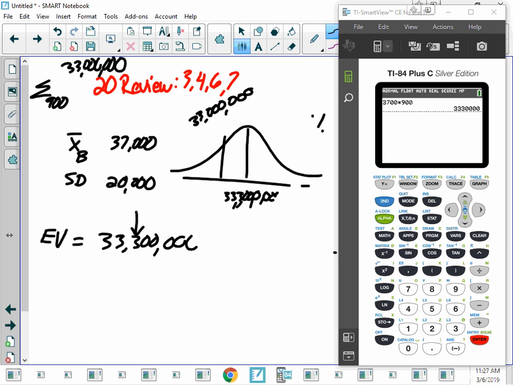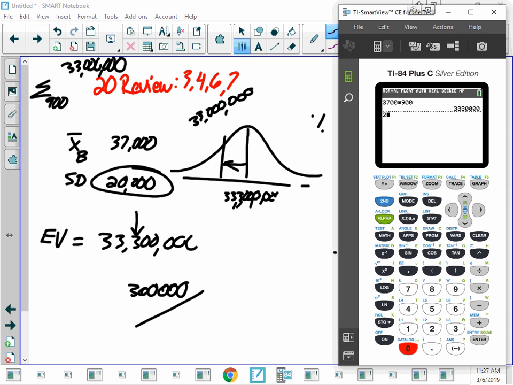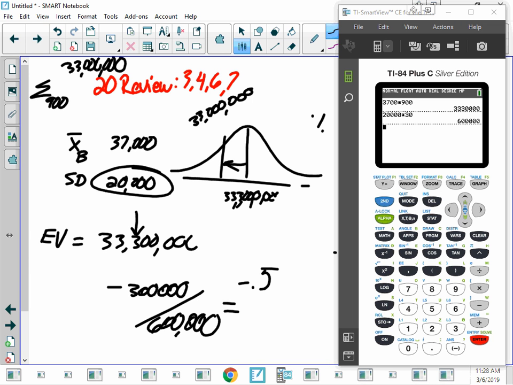So that is a gap of $300,000. And I need to divide that by the SE. The SE is going to be 20,000 times the square root of 900. So 20,000 times 30 is 600,000. So divide by 600,000, and I get, this is a negative, so I get negative 0.5. What do I do from there?